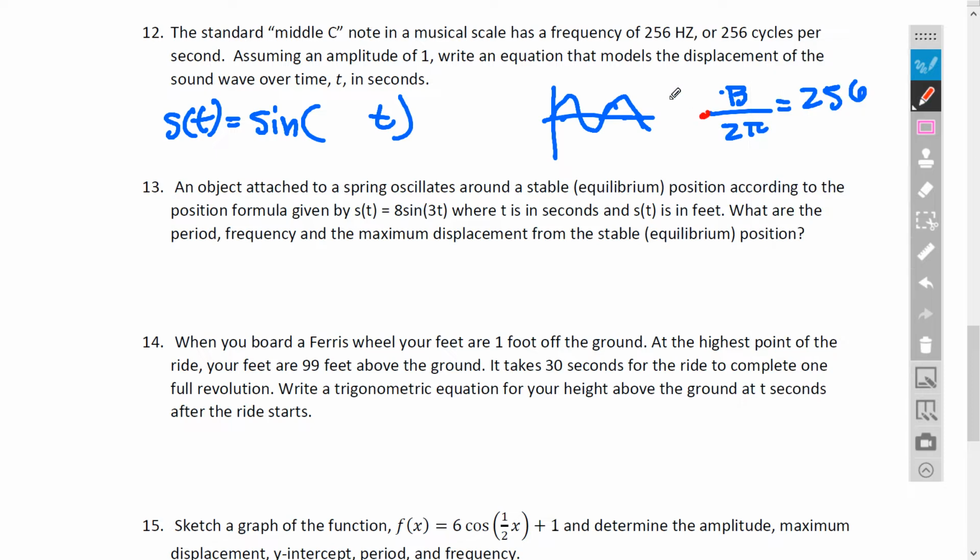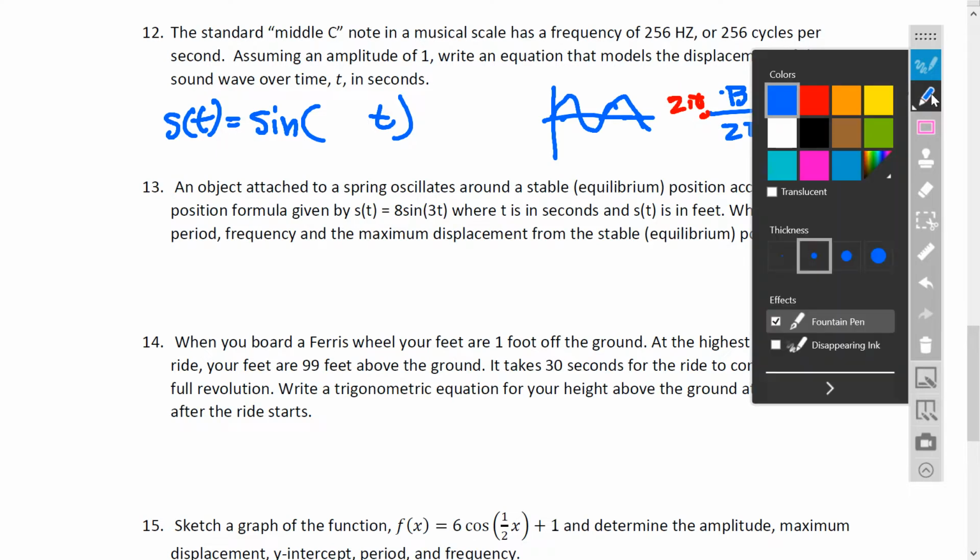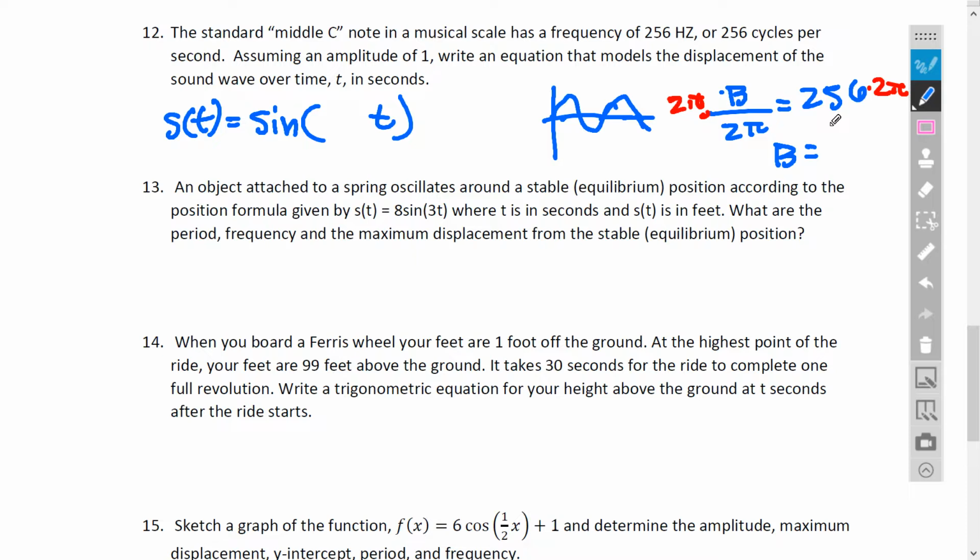256 cycles per second. So we'll multiply by 2 pi to solve for the B value, and we get B is equal to 256 times 2, which is 512 pi. So our function would be sine of 512 pi t.